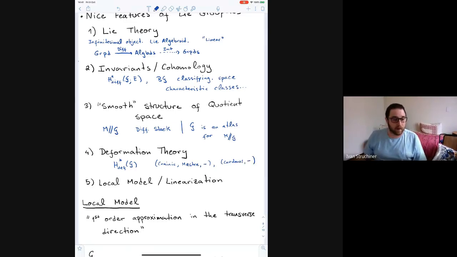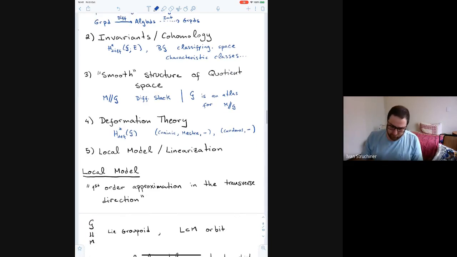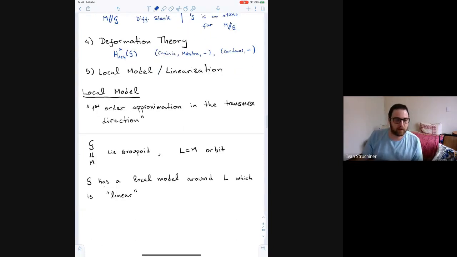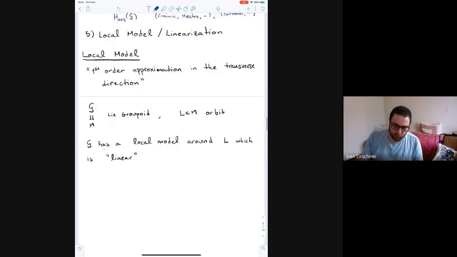And then the last point, which is important for this talk, is the local model for a Lie groupoid. So every Lie groupoid has a local model, and you can ask for theorems which are in the spirit of a tubular neighborhood theorem in the setting of Lie groupoids. So these local models are like first order approximations in the transverse direction of the Lie groupoid, so transverse to the leaves, right? And I'll try to explain what the local model for a Lie groupoid is.